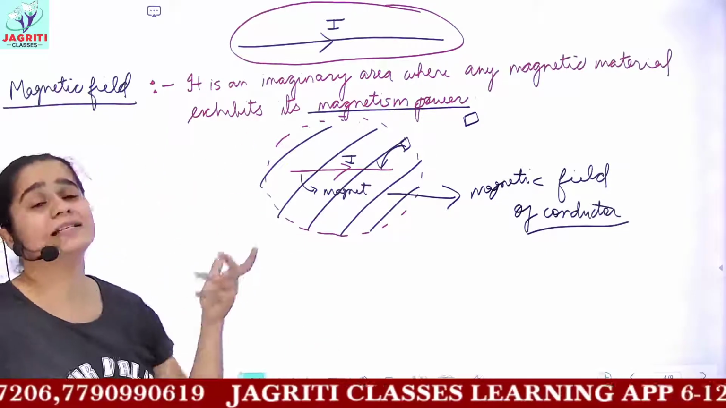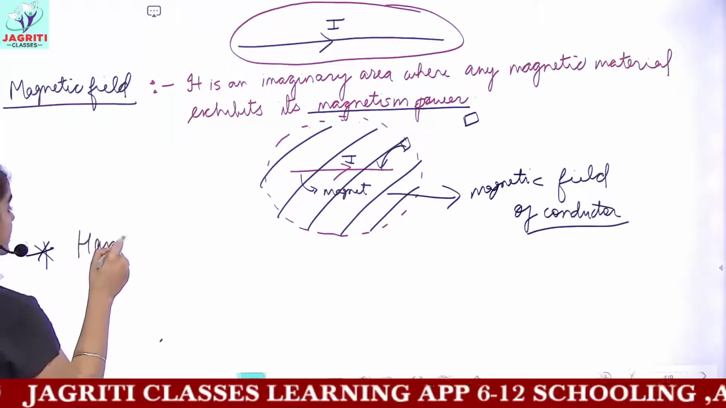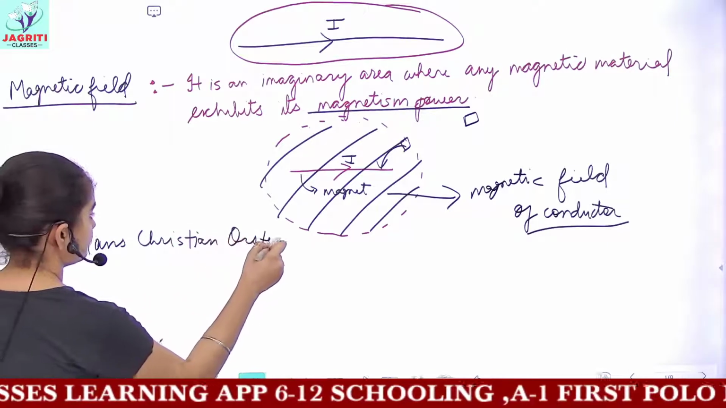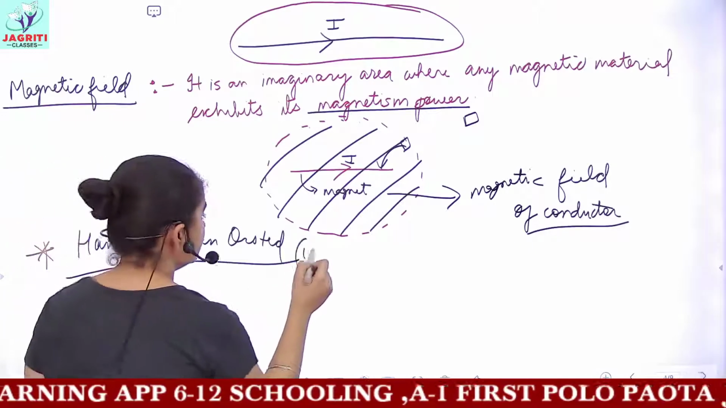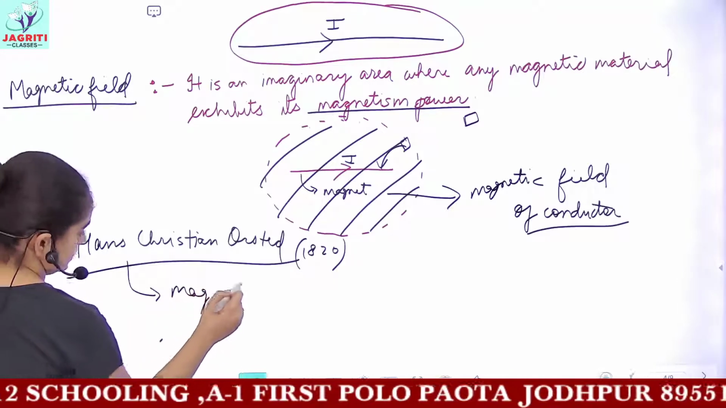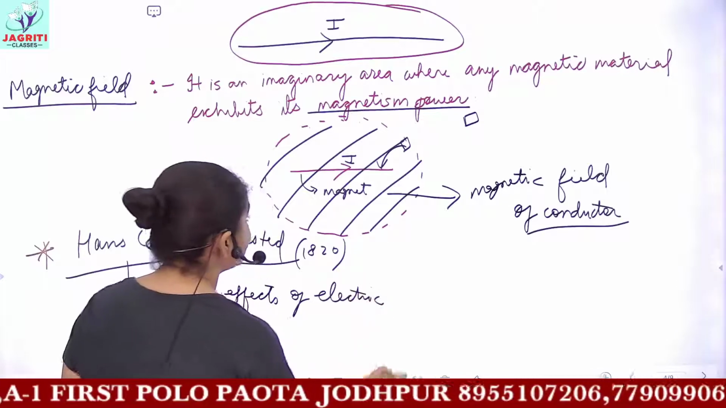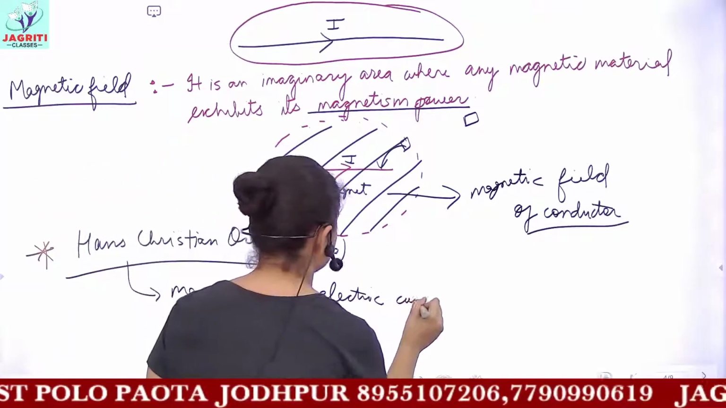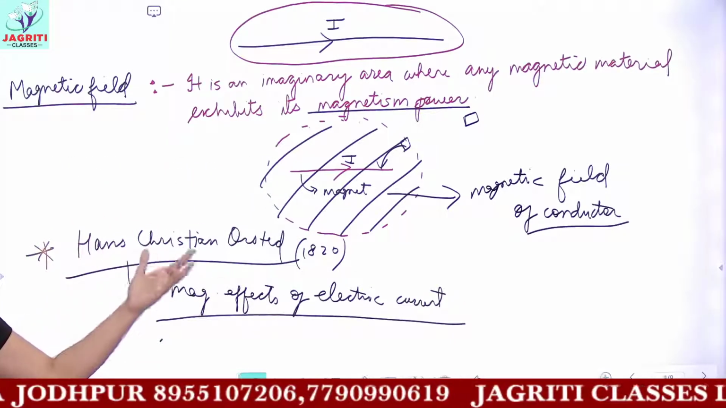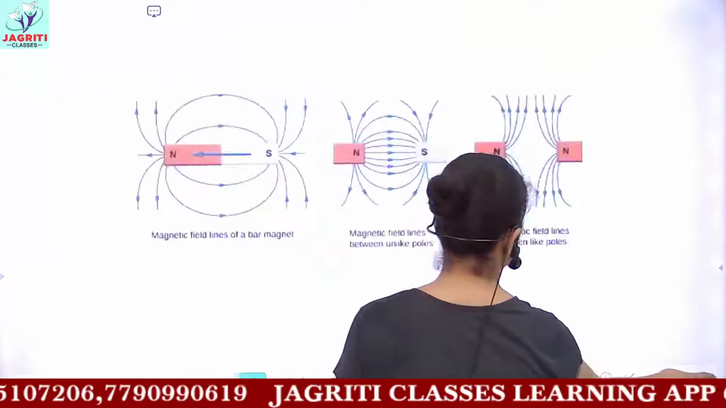Who discovered this effect? There was a great scientist known as Hans Christian Ørsted. In approximately the 1820s, he discovered the magnetic effects of electric current. So this effect was discovered by Ørsted. Now we'll be seeing an experiment which Hans Christian Ørsted performed, and then he came to know about this effect, that is, the magnetic effects of electric current.